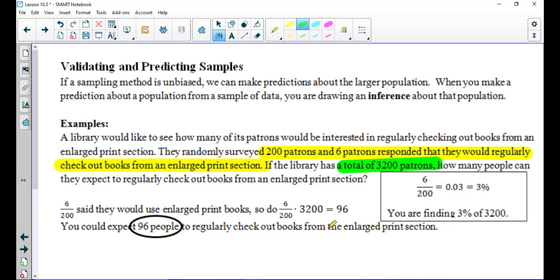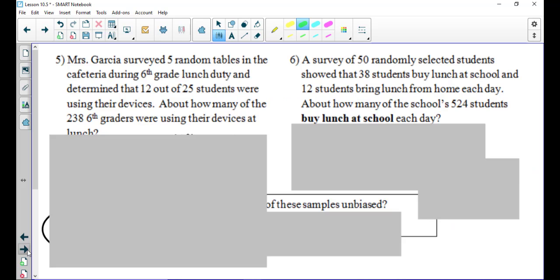You can also set up a proportion for this. You could do 6 out of 200 equals x out of 3,200 and cross multiply to solve. You should also still get 96. So there's multiple ways to do this, but you're basically taking your sample and multiplying it by whatever your population size is. So let's do some examples.